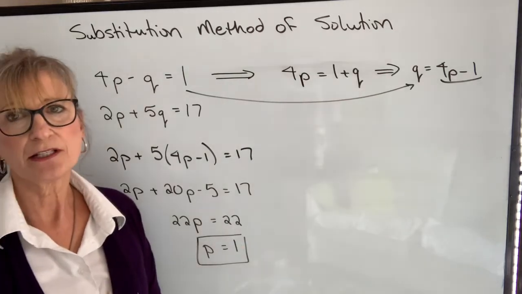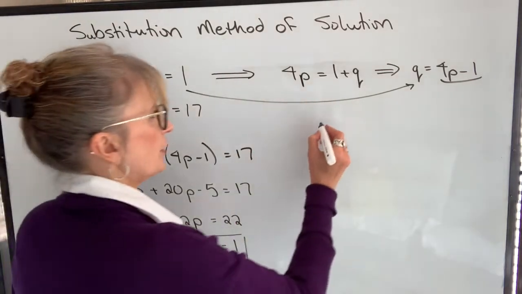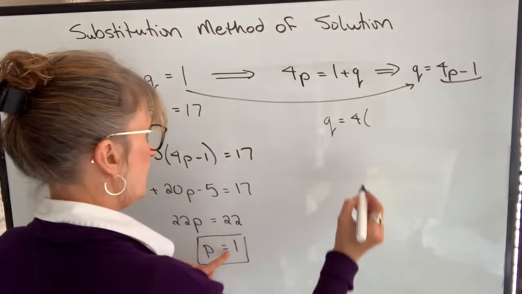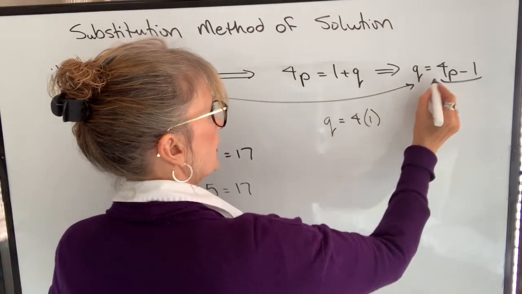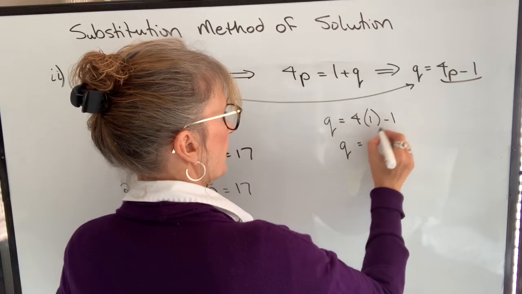I'm only half done. I need to find the value for q. So I know q is equal to 4 times p. If p is 1, it'll be 4 times 1 minus 1. So q would equal 4 minus 1 is 3.